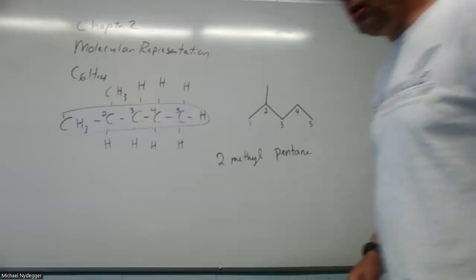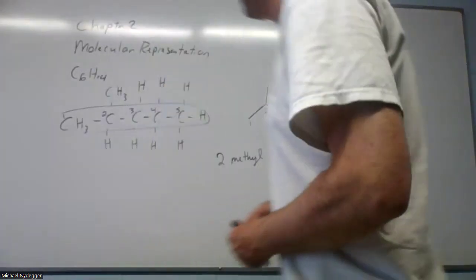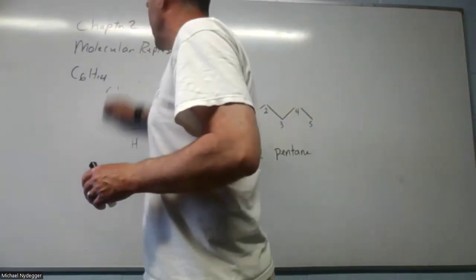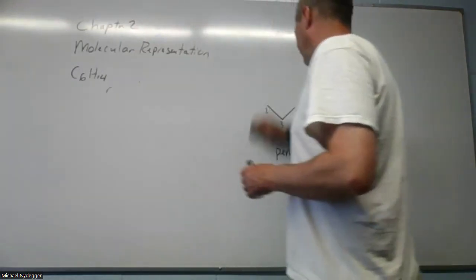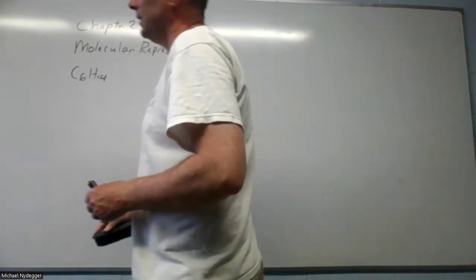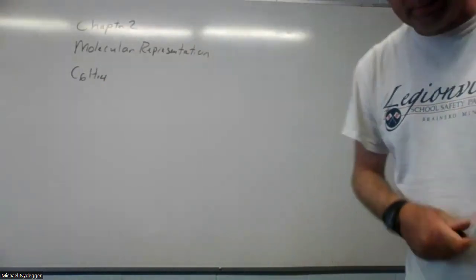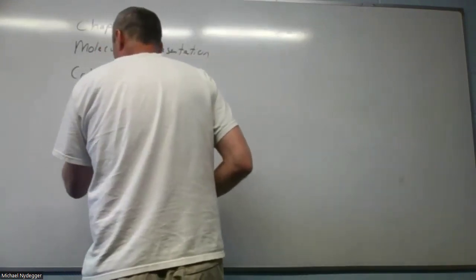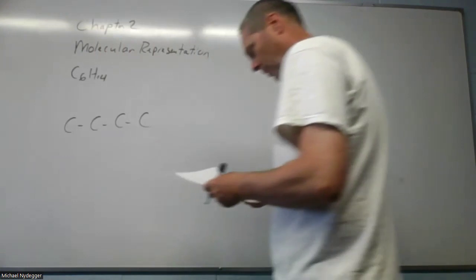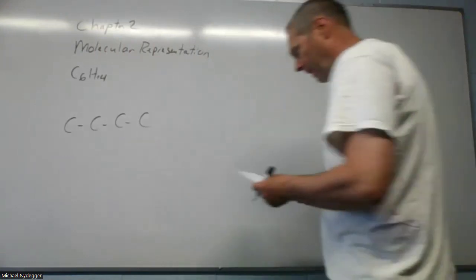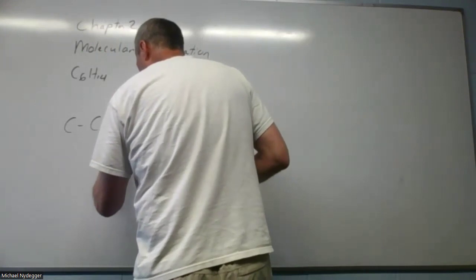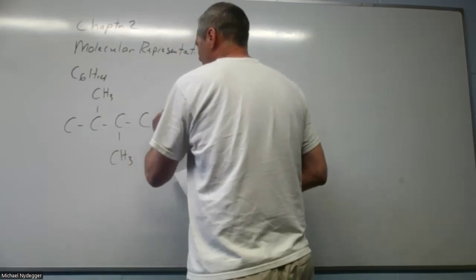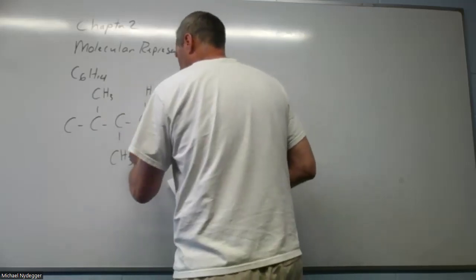All right, now we can also write another constitutional isomer for this. Now we're not going to get all of them, but just the majority of them. We'll look at another one. Another one we can look at is we could have four carbons in the chain. We have those four carbons in the chain there. And coming off of this carbon, we can then have a methyl group. And coming off the second carbon, we can have a methyl group. So that means we have to put the remaining hydrogens on here.